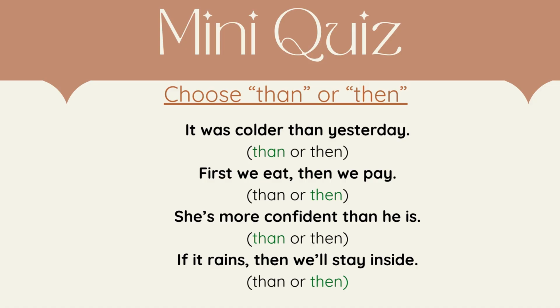And last but not least, if it rains, then we'll stay inside. This is a sequence of events. So if it rains, then, this is also known as the if-then statement. So if something happens, the result is the consequence.